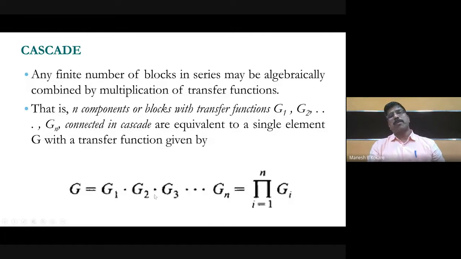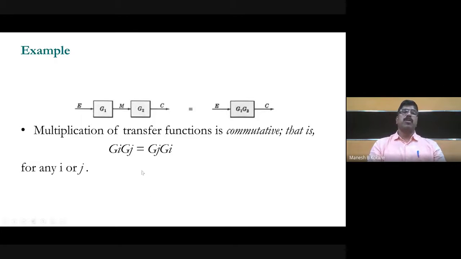So G1 multiplied by G2 multiplied by G3 up to Gn, which is nothing but the product of G1, G2, G3 and so on. We can represent this mathematically like this. So if two or more blocks are connected in cascade, their overall transfer function will be just the multiplication of the individual transfer functions. This is the example.